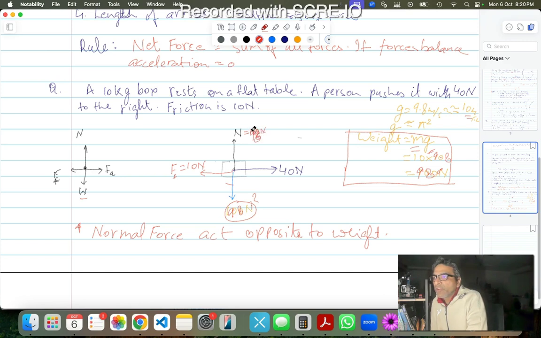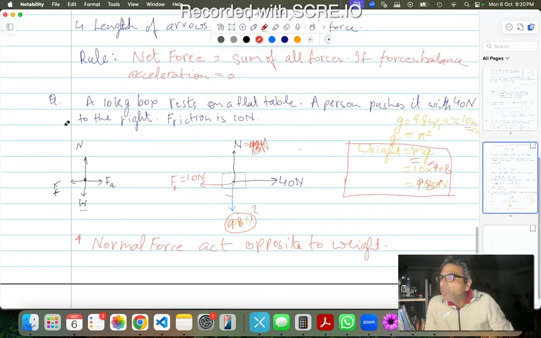Your confusion shouldn't be there. Okay. Yeah, so that's an important thing. Okay, so normal force. Now you understand the free body diagram, right? So this is how.